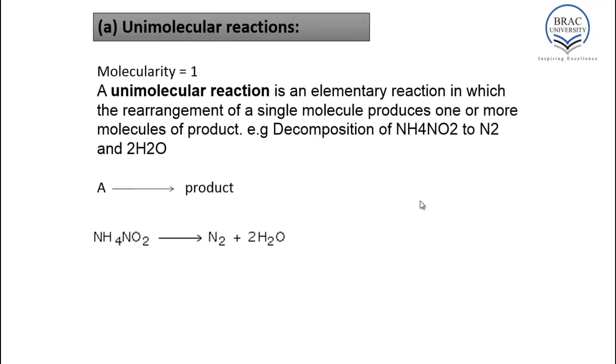What is a unimolecular reaction? A unimolecular reaction is an elementary reaction in which the rearrangement of a single molecule produces one or more molecules of product. For example, decomposition of NH4NO2 to N2 and water. Here only one reactant is involved, that's why this is called a unimolecular reaction. We can see another simple example. Here one reactant A is converted into product. That's why this is an example of a unimolecular reaction.